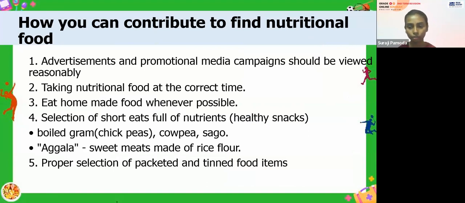Why is this important? Does anyone know why we should eat home food whenever possible?